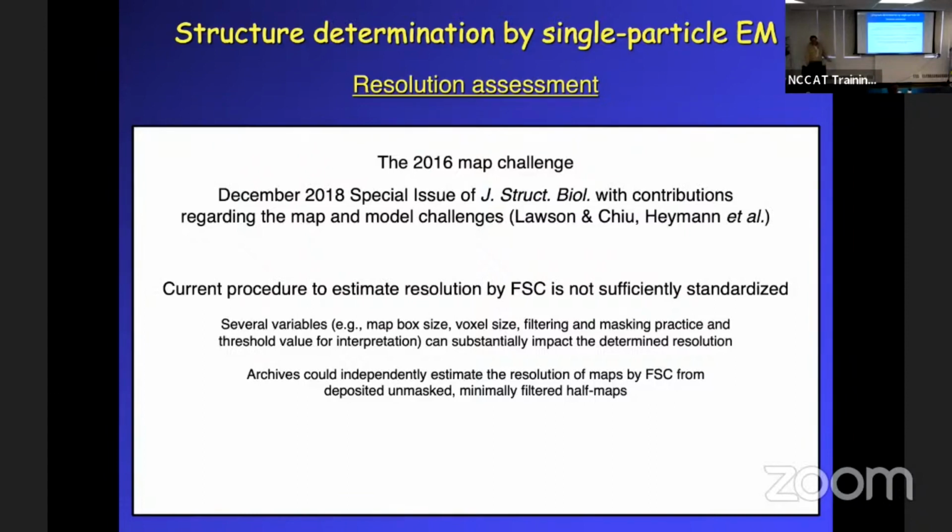people get hung up on resolution, and it's just a number. And it's a good number if you want to improve your methods and so on. But what really matters in the end is the local resolution. What the one number tells is just the overall resolution. In my opinion, it doesn't mean much.